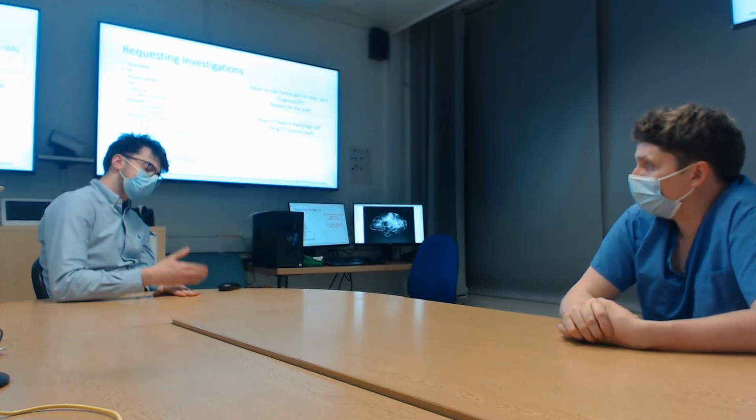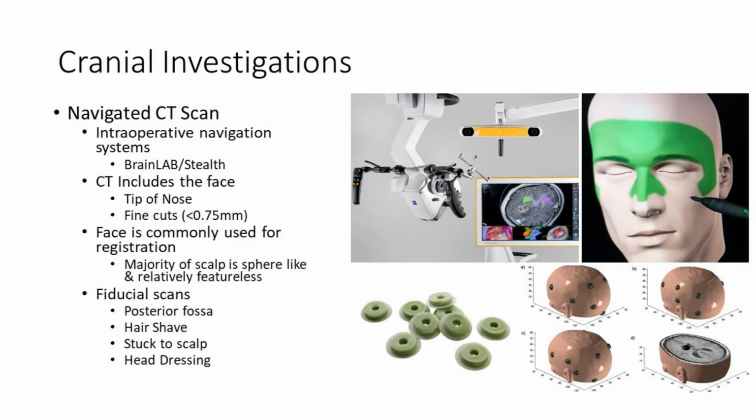I remember when I first started here, people asked me to get a CT scan that's Brainlab compatible, or I think it's called a guided CT. I didn't ever know what that was. I just put it in the request, but I've later found out what it is. Why do you get that?